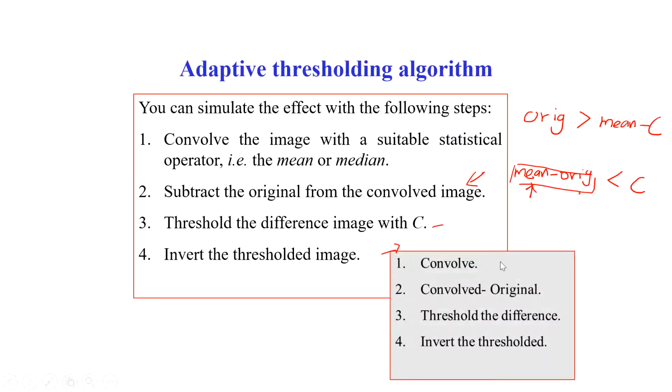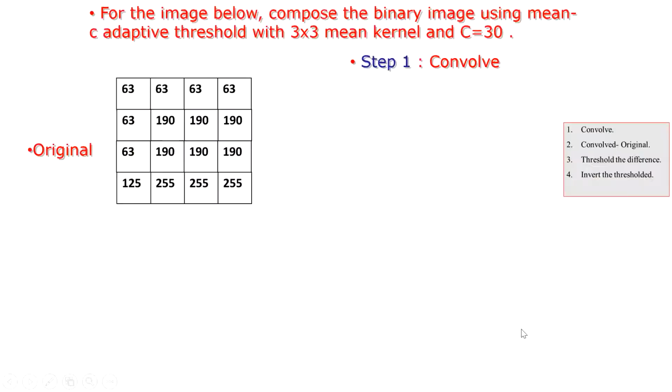So basically, you can just memorize these steps. For a simple step, first, convolve the image. Second, the convolved image minus the original. The third step is to find the threshold, where you find the value with respect to C, the global threshold value. And then finally, you invert the thresholded image.